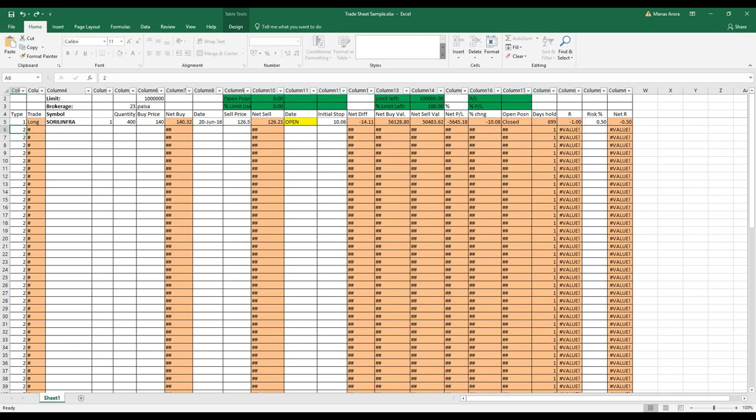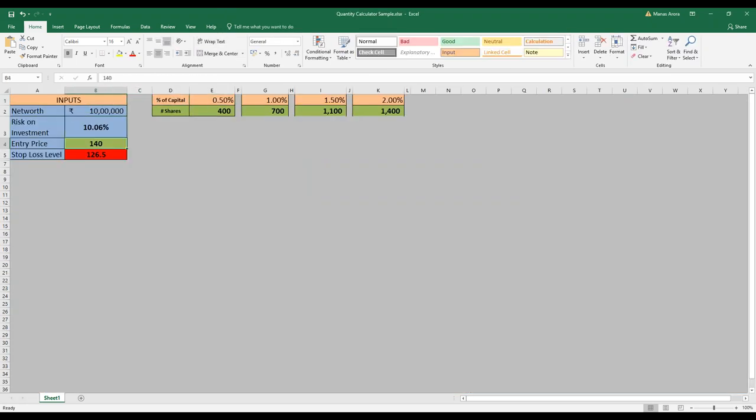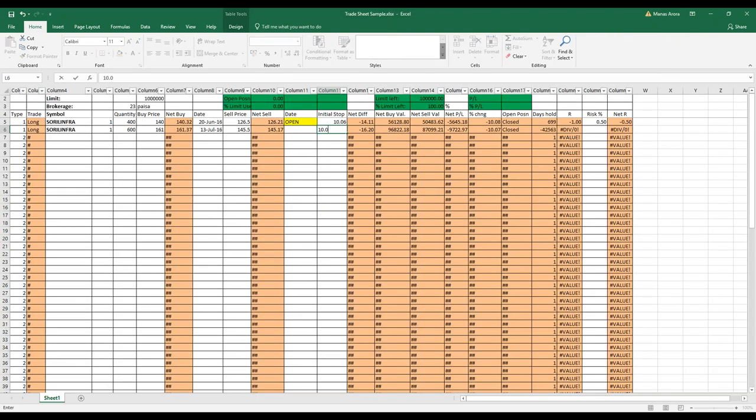And I'm done. Now my second entry was Sorrel Infra again. This time it was 600 shares. I bought it at 161, on 13th of July 2016. My original stop was 145.50, which comes out to 10.04%. But this time I had risked 1%, so I will write 1 here. And this is how you will log every trade in your journal.